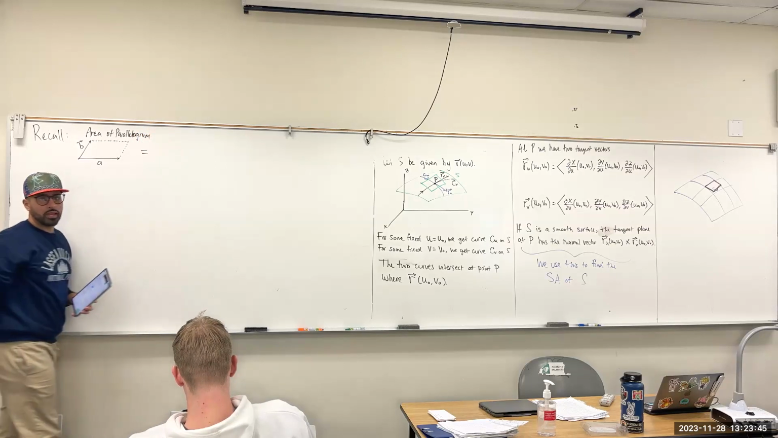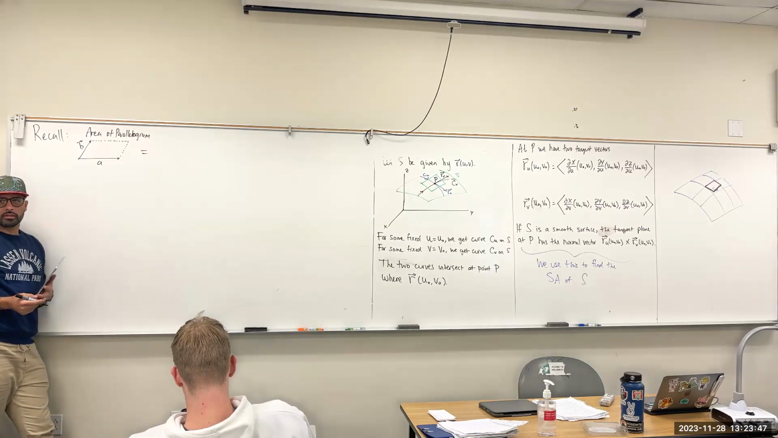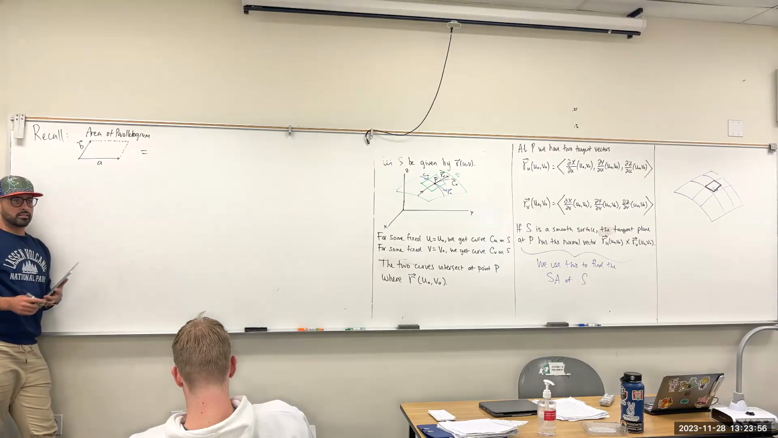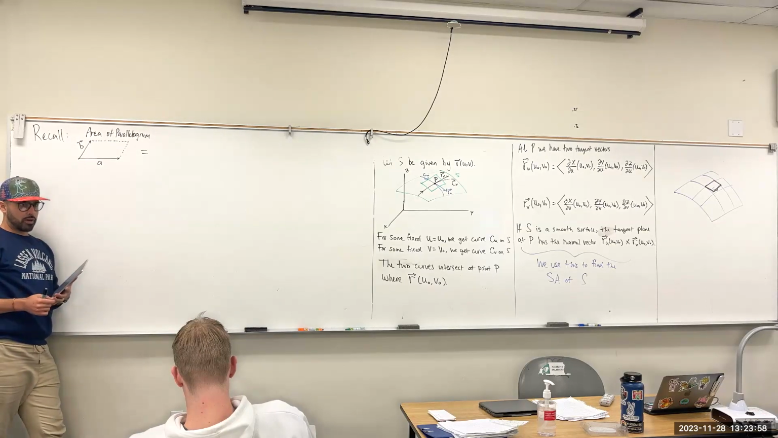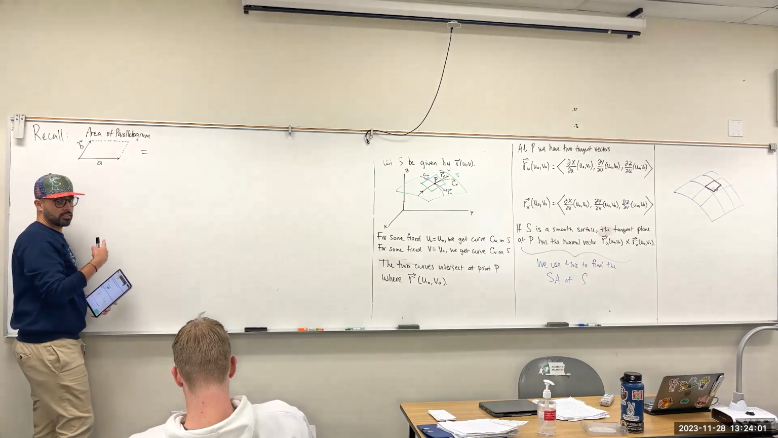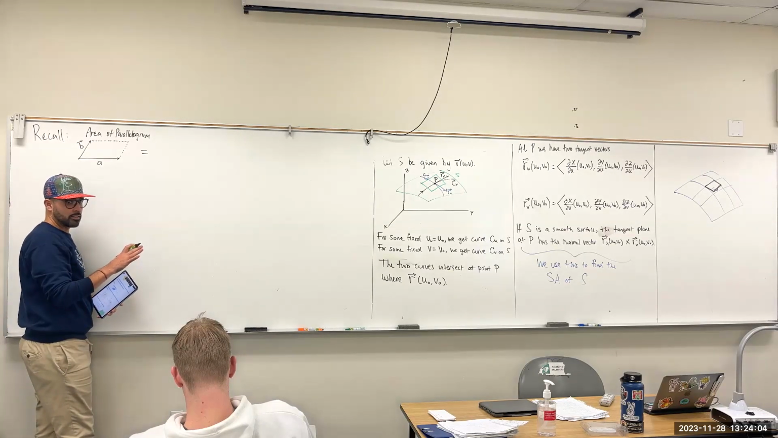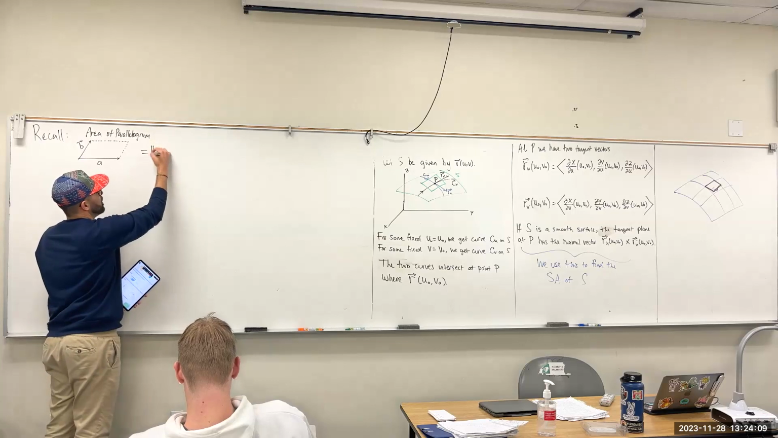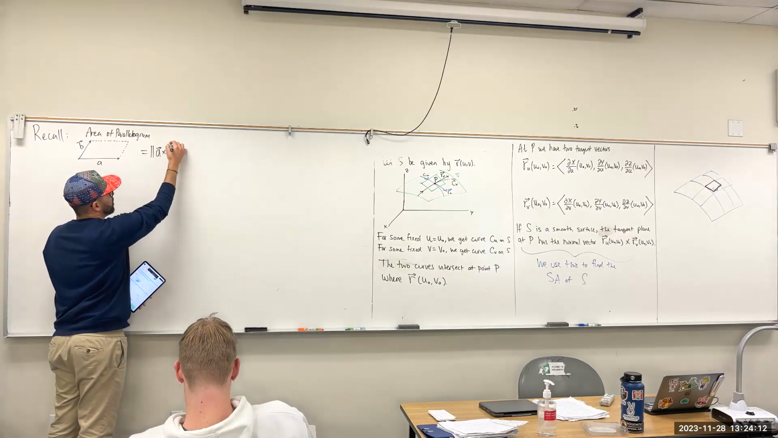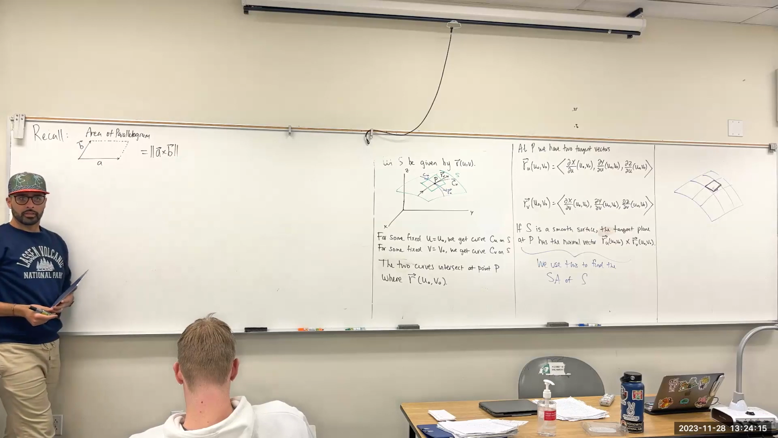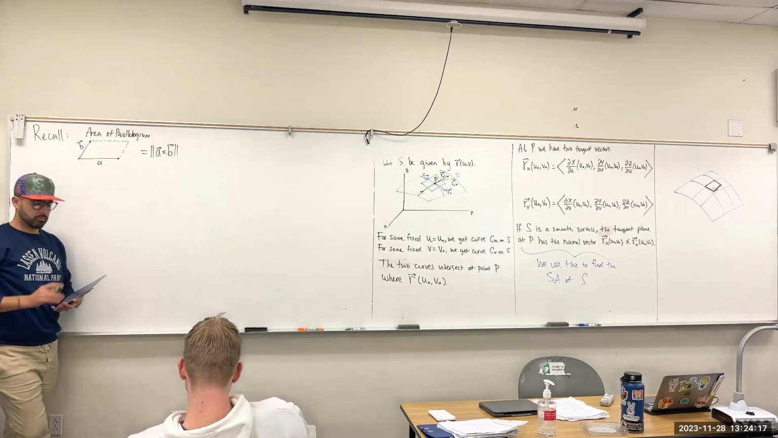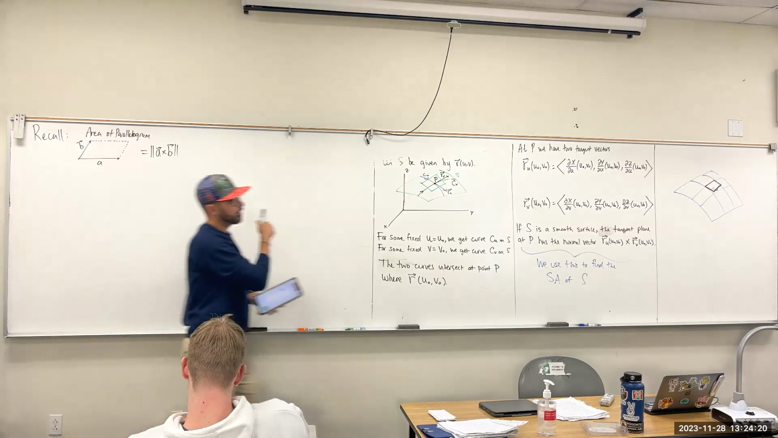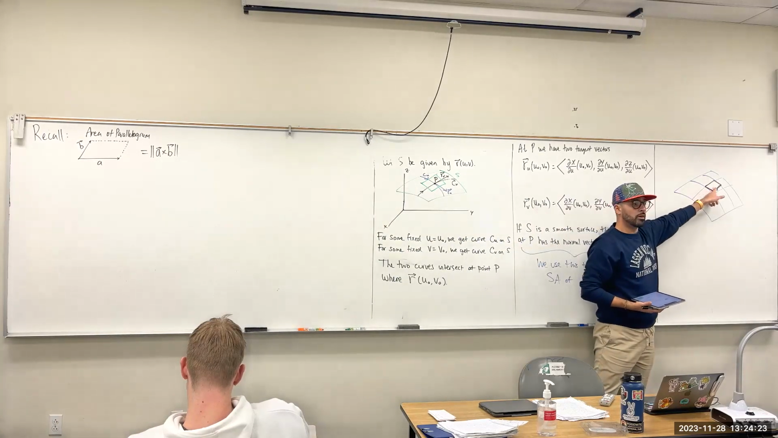Do you guys remember how we found the area? What equaled the area of the parallelogram? Cross product of the vectors? Just the cross product? The cross product will be a vector, right? I want a number, so it's going to be the magnitude of the cross product of these two vectors. Okay, that was from chapter 12, a little fact that we learned. And we're going to use that because that's going to help us find the area of these little parallelograms here.